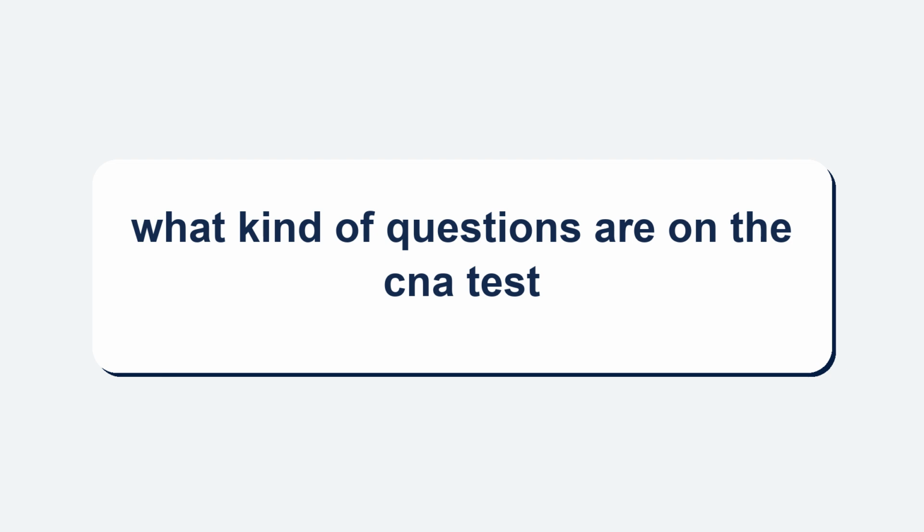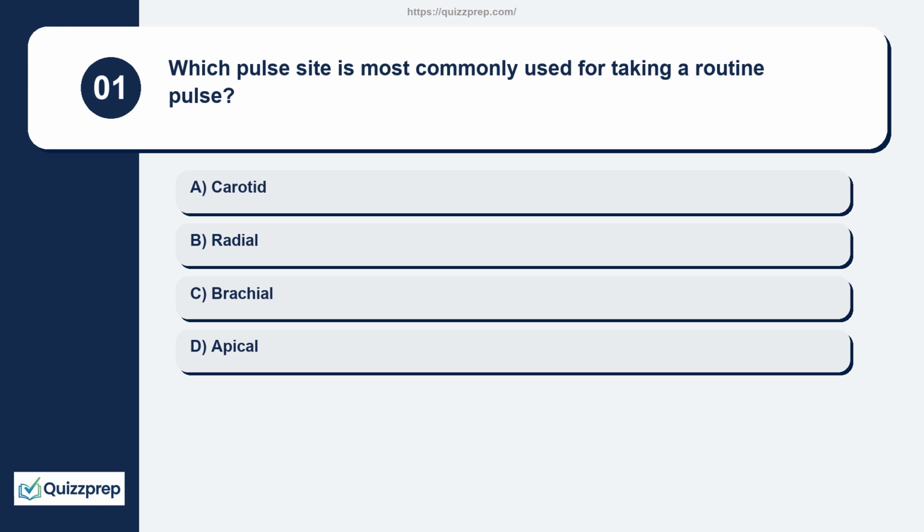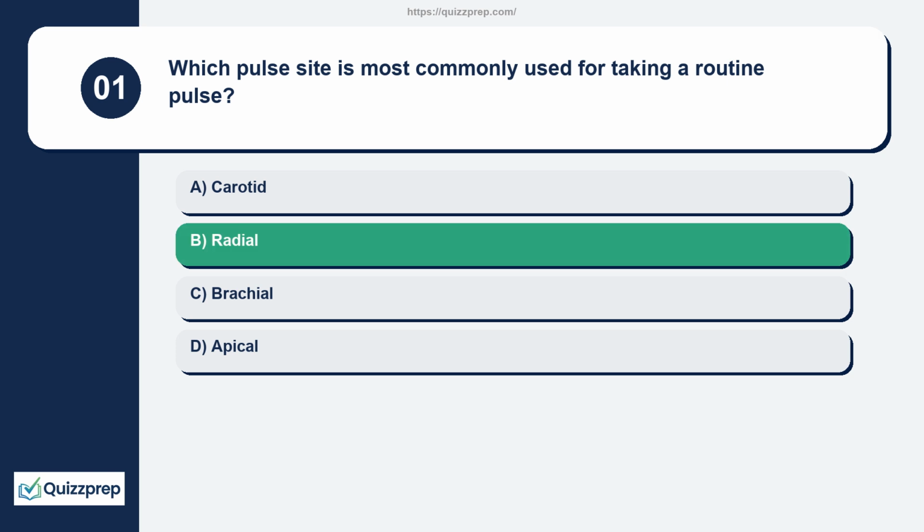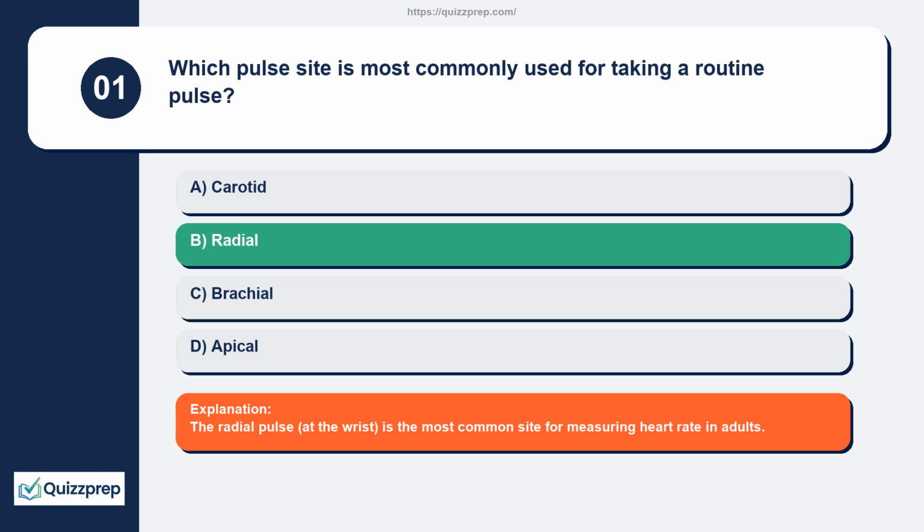What kind of questions are on the CNA test? Question 1. Which pulse site is most commonly used for taking a routine pulse? Carotid, radial, brachial, apical. The radial pulse, at the wrist, is the most common site for measuring heart rate in adults.